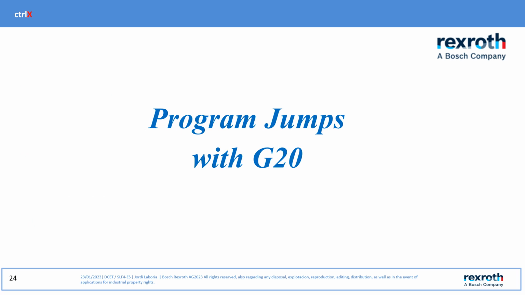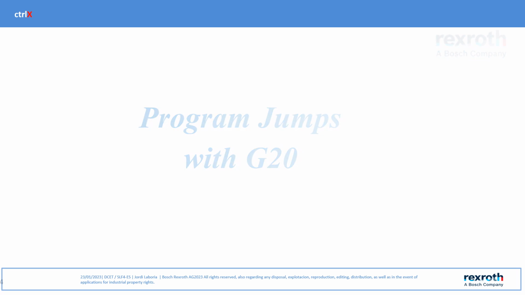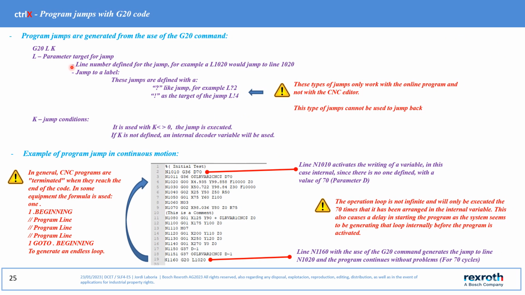Program jumps with G20. Jumps can be made in the CNC program using the G20 instruction of the G code. This type of code has two additional parameters. L parameter, target for jump. K jump conditions. These types of jumps can only be done in the online program and not with the CNC editor. Example of program in continuous mode.